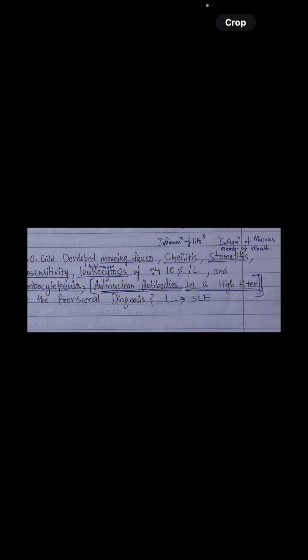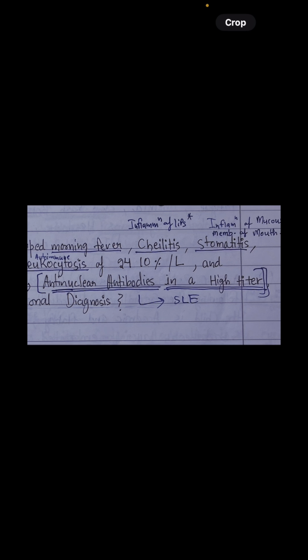Leukocytosis, thrombocytopenia. Also there are anti-nuclear antibodies in a high titer. Since we know that SLE is an autoimmune disorder, the antibodies are made against our own DNA itself. So antibodies to anti-nuclear DNA or antibodies to native DNA, you will see such things in the croc question. Make the diagnosis SLE.